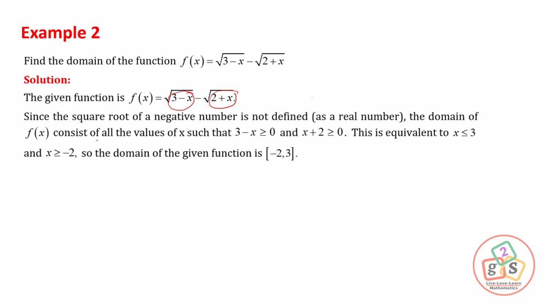The domain of f of x consists of all the values of x such that 3 minus x is greater than or equal to 0 and x plus 2 is greater than or equal to 0. 3 minus x greater than or equal to 0 can be written as x less than or equal to 3, and x plus 2 greater than or equal to 0 can be written as x greater than or equal to minus 2. So x can take values in between minus 2 and 3, the closed interval minus 2 to 3.